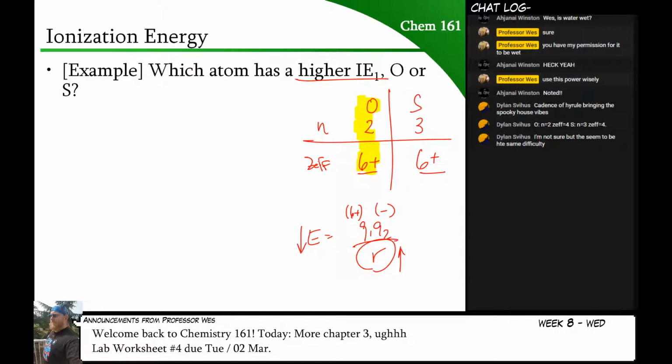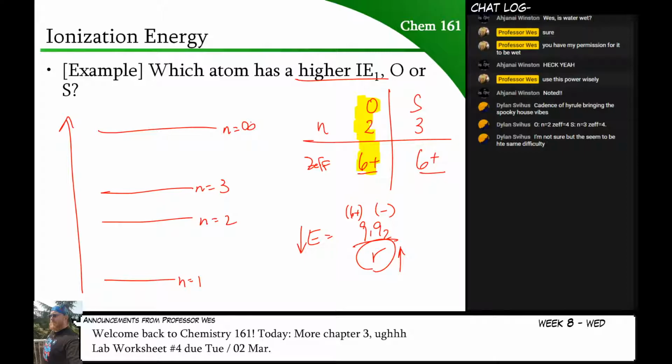So what we would say here is that if they both have the same Z effective, it comes down to distance. Which electrons are closer to the nucleus? Closer electrons have higher ionization energies. Because remember this diagram here. If this is n equals 1, n equals 2. Our goal to ionize something is to get our electron from wherever it is up to n equals infinity. Which one of these lines takes more energy to do that? Well, the n equals 2 does.